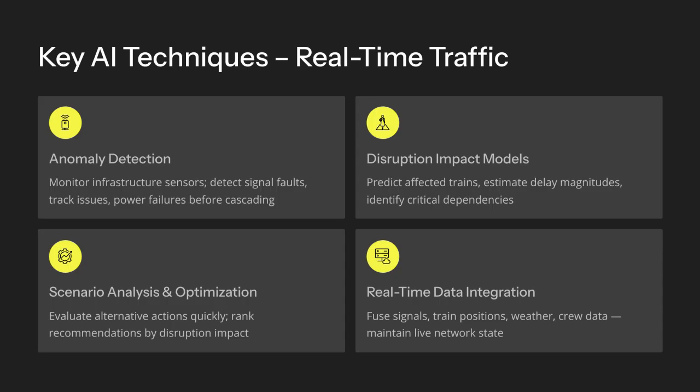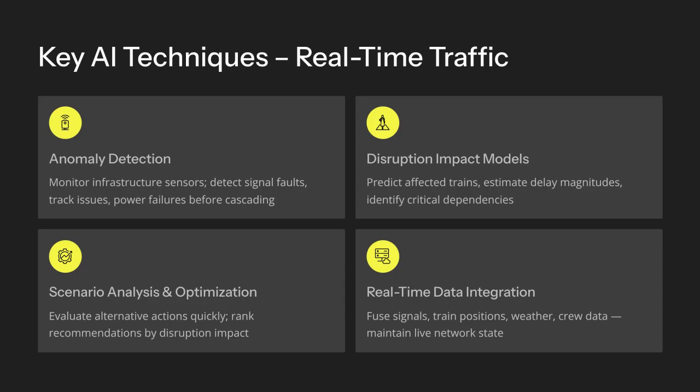Here's a concrete example of why that matters. A signal's state change rate suddenly increases. It's flicking rapidly between red and green. That pattern suggests a failing relay before the signal has completely failed. The alert goes out. Controllers have time to reroute trains preemptively before the failure becomes a full disruption. That's the difference between managing a problem and being managed by it.